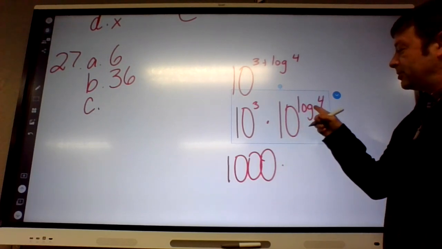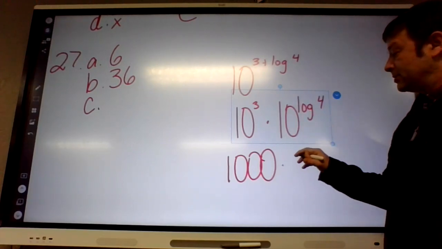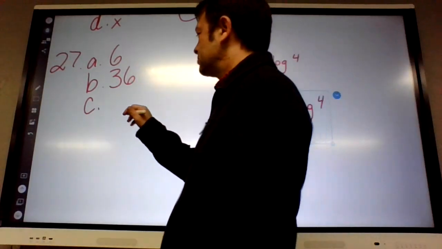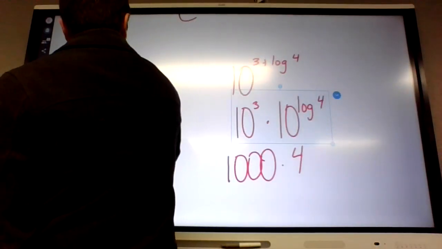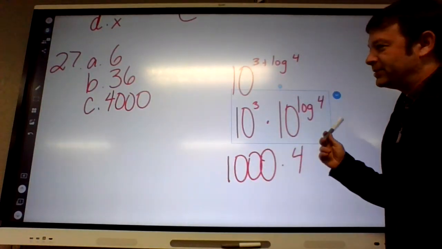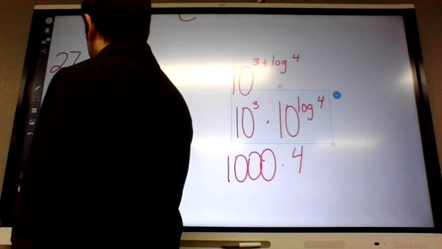And this is like what we were doing on the other problems. The 10 and the log base 10 kind of cancel out. So it's just going to be a 4 over here. So it's 4,000. Since those are numbers, you could kind of cheat and just use your calculator, I guess. I guess all of 27 is numbers, aren't they?